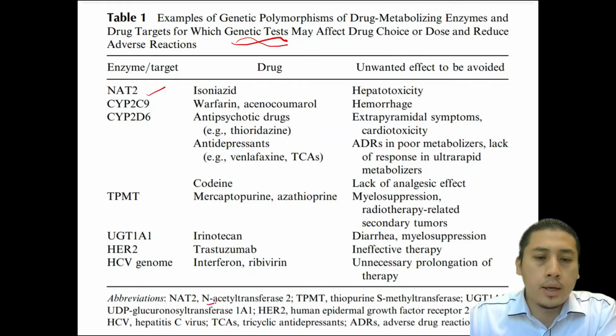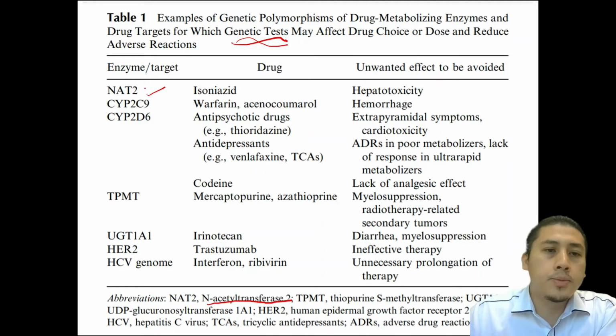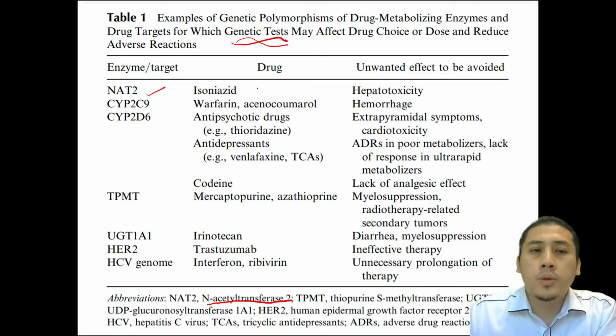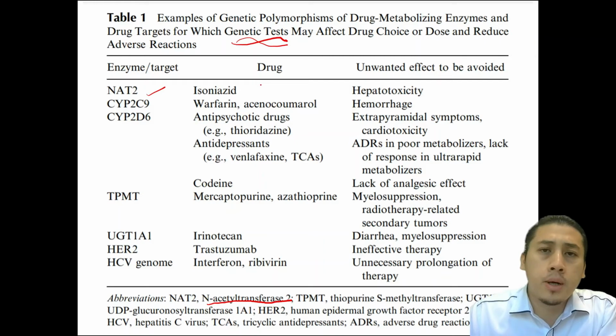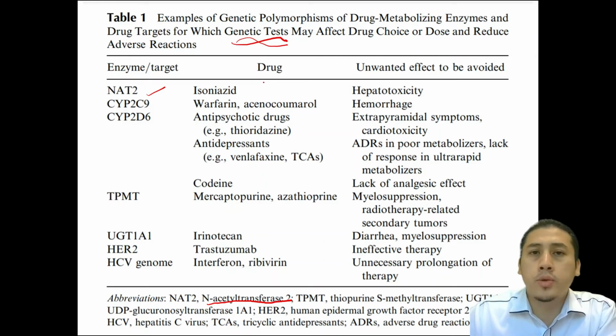NAT2 is N-acetyltransferase 2. So this metabolizing enzyme targets isoniazid, which is an antibiotic. So what happens if you give the same dosage of isoniazid to this variant person, then of course it will result in overdose, because it cannot metabolize isoniazid perfectly, and thus it has a higher concentration of active drug circulating in the system, and that can cause hepatotoxicity.